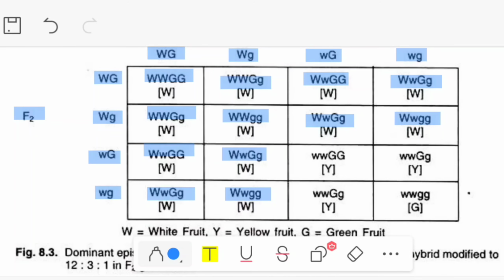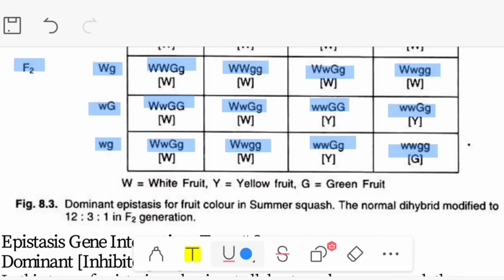In case of the second gene, if you have the capital G, then there should be small w capital G, small w capital G small g, and so on. Then only you will have the yellow color. And at the end of the day, if you have small w and small g, then only you will have the green color. So here the new ratio comes in front of you, that will be called 12:3:1. So deal with these cases as well.